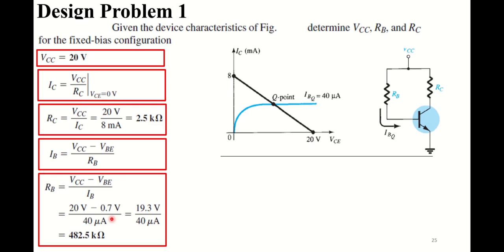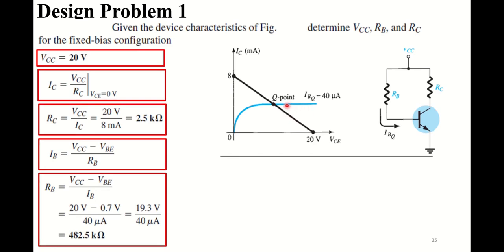The only unknown quantity to calculate the value of base resistor RB is the base current IB in this denominator. The value of IB was found for this particular example by using the output characteristic graph, because like the value of VCC and IC, the value of IB can also be obtained from this load line and output characteristic graph.